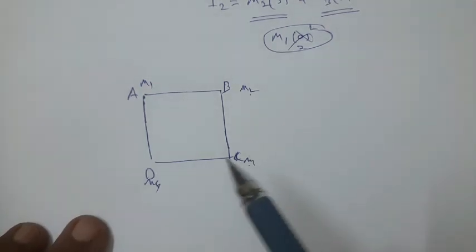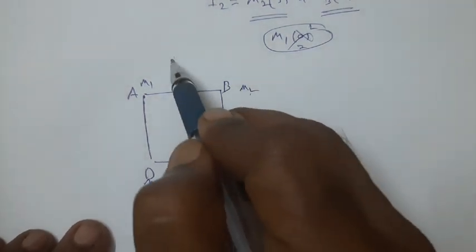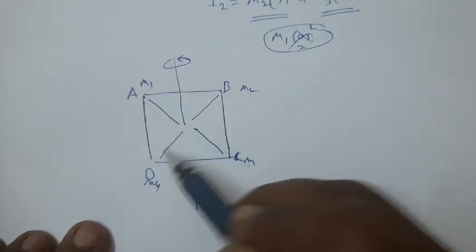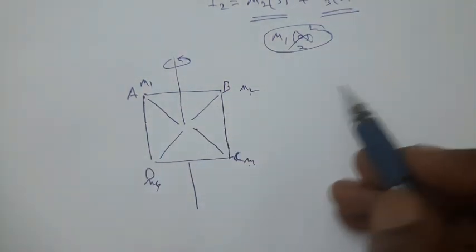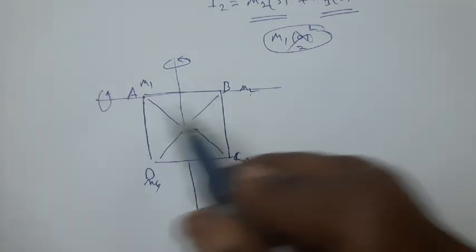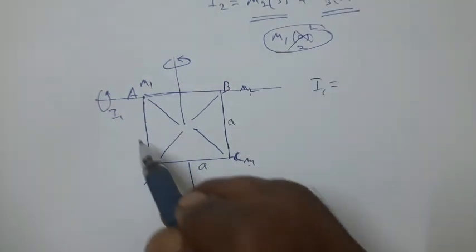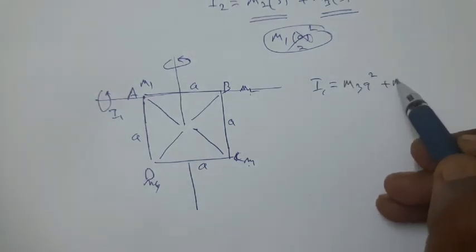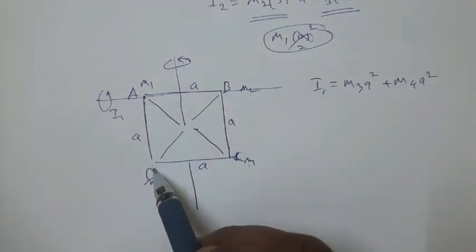But suppose it is asked to calculate the moment of inertia about an axis passing through the center and perpendicular to the figure, then I will have to find this distance, this distance, this distance and this distance, and then find the moment of inertia. That means we will have to take the sum. If I am interested in the moment of inertia about the axis of rotation AB, I will call this I1. Then, let the sides be of dimension a, I1 can be written as m3 into a square plus m4 into a square. This m3 is at a distance of a, m4 is at a distance of a, and therefore this.